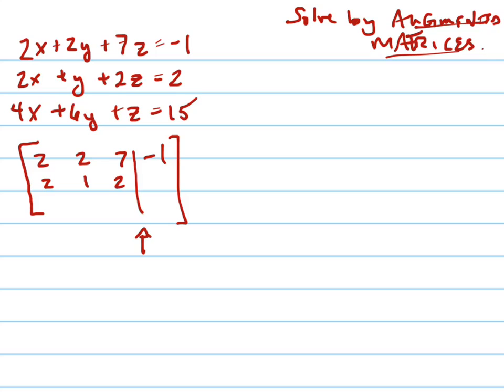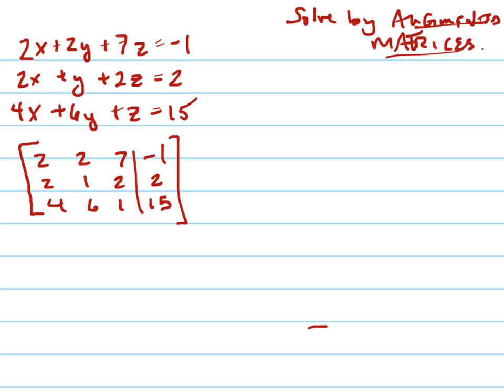2, 1, 2, 2, 4, 6, 1, 15. I'm just pulling out all the coefficients, putting them here. There's the coefficient matrix, and there's the resultant side, and it's augmented because of that bar in the middle. Sometimes your calculator can do it, sometimes it'll ask you to do it by hand. I'm going to show you how to do it by hand.